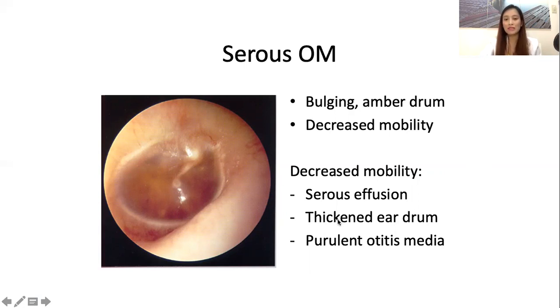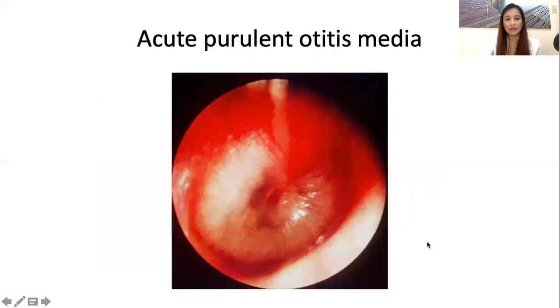Now, usually when it's a thickened eardrum, it looks very opaque, very white. It's not semi-transparent anymore. It's not pearly white. Or you can also have purulent otitis media, which I will show you in the next slide.